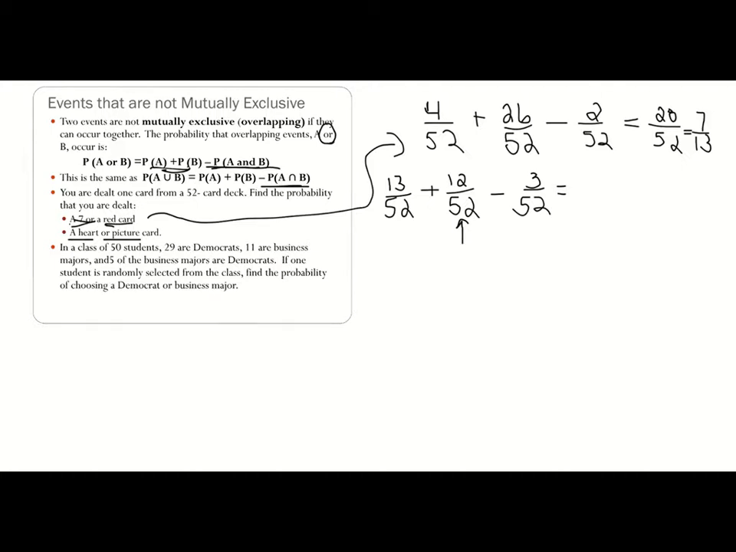And when I do the math, that is going to give me 22 out of 52, which simplifies to 11 over 26.